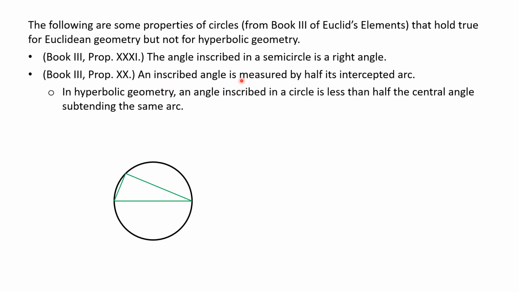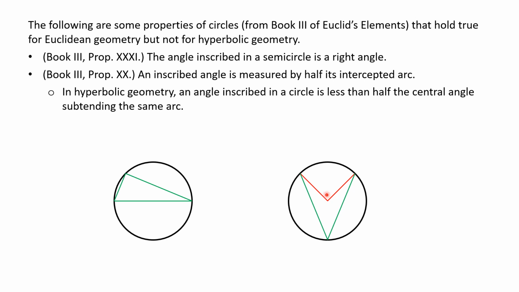An inscribed angle is measured by half its intercepted arc. That's not true in hyperbolic geometry. An angle inscribed in a circle is less than half the central angle subtending the same arc. So I have a drawing here of that. So here's a central angle. The red radii are bounding the central angle here.